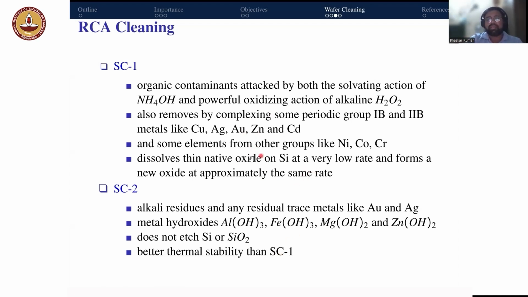Now it has been noticed that SC1 causes more surface roughness than SC2. In that case, we can reduce the surface roughness by reducing the hydrogen peroxide concentration, and these are the modifications that have been employed recently in the industry. By diluting the concentration, we can reduce the surface roughness, and it gives much better device fabrication results. So we'll see in detail how this sequence is performed in the next slide.